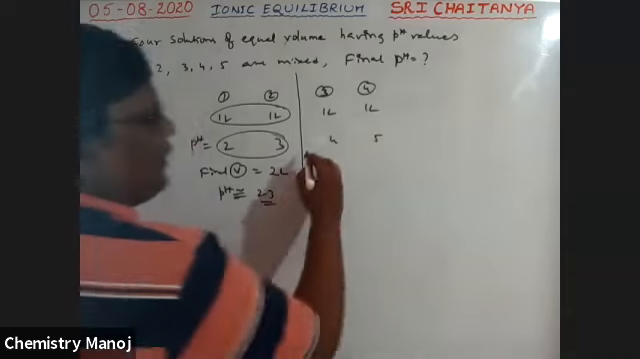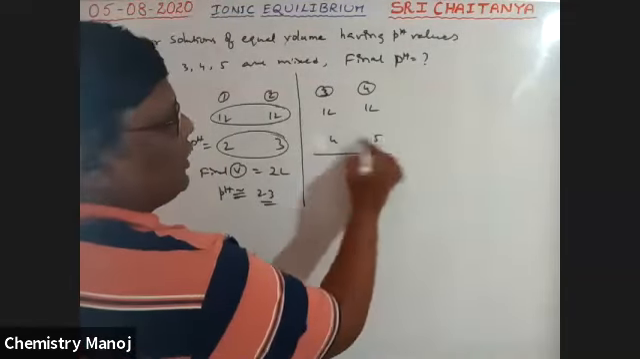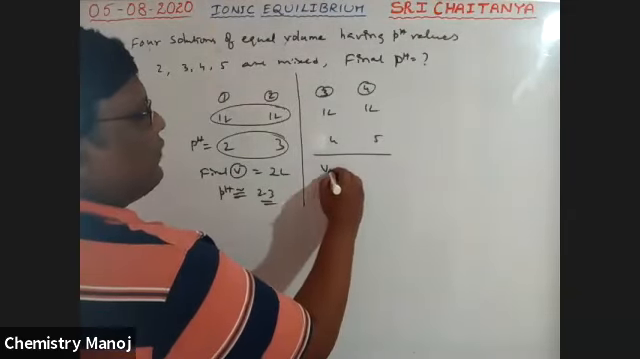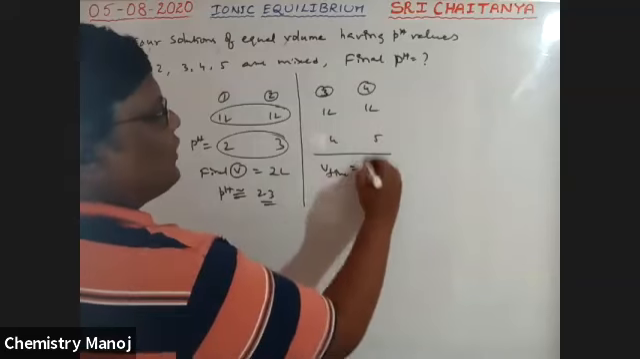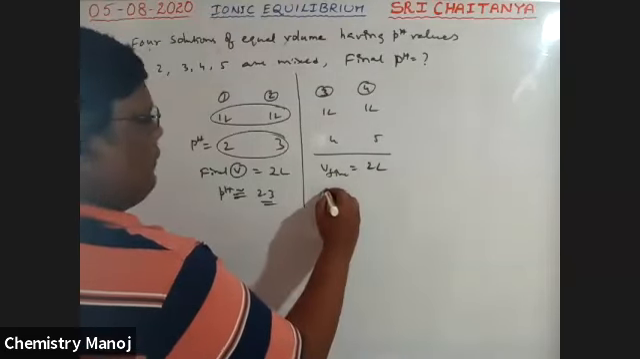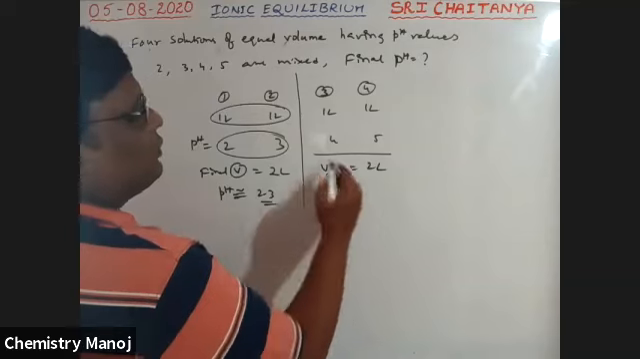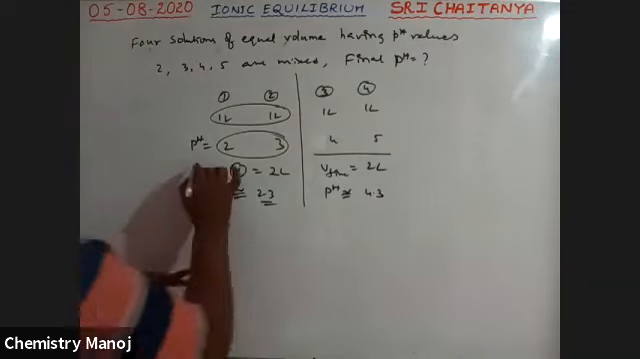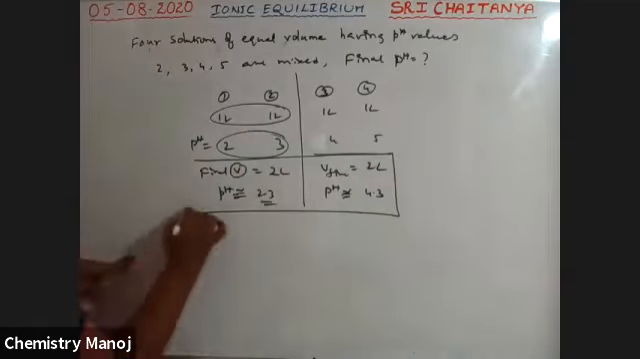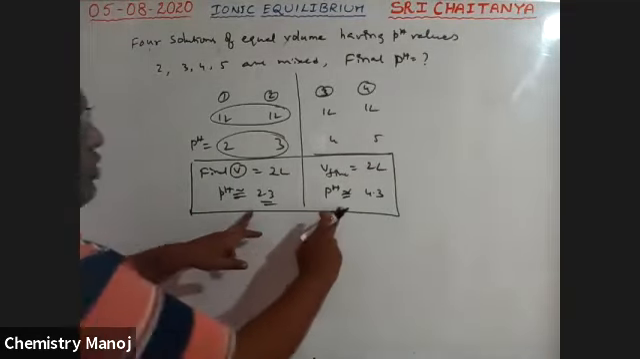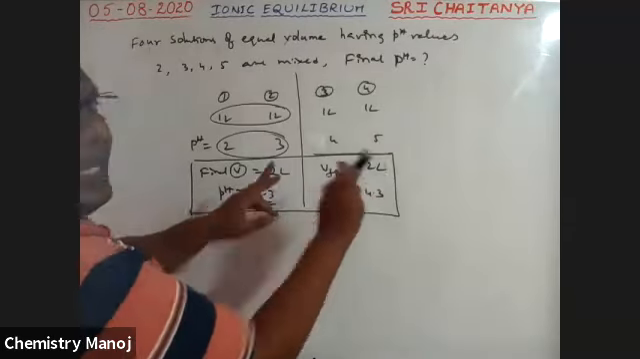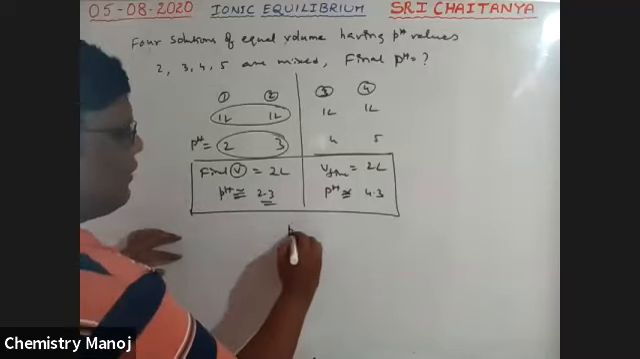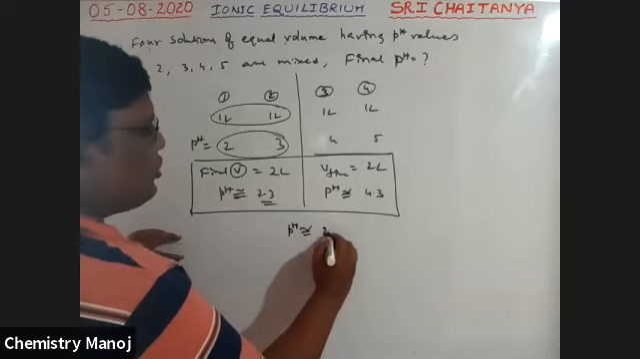Now, in this combination, equal volumes of 2 pHs less than 7. Final volume, V final, is equal to 1 plus 1, 2 liters. So pH is almost equal to 4.3. Now this combination of these two, 2 liters equal volumes. So 2.3, 4.3. Now the final answer, final pH is almost 2.6.